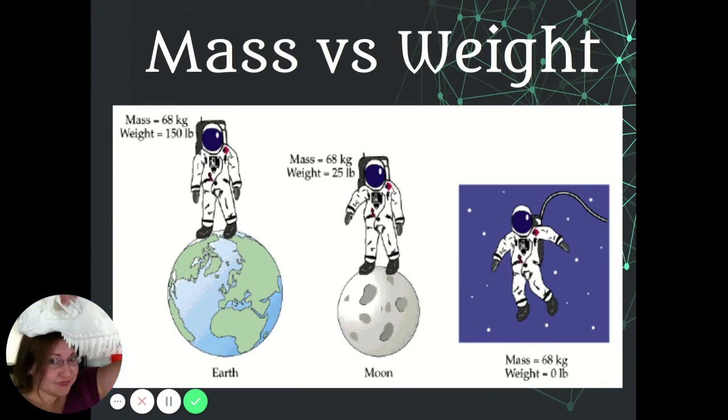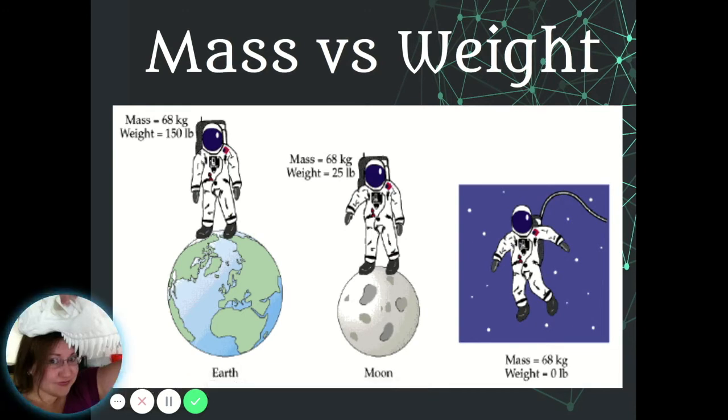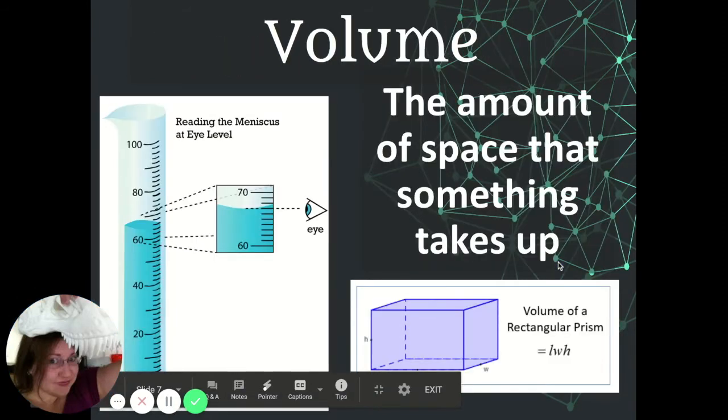So if the astronaut travels to the moon, then the mass is going to remain the same because that astronaut still has the same amount of matter, but its weight is going to be different because the pull of gravity on the astronaut is going to be different on the moon, just like it would be different in space. So if a person travels from one planet to another planet, then that person's mass stays the same, but the weight is going to be different on different planets. And that's because it's a reference to the mass dependent on the pull of gravity on that object.